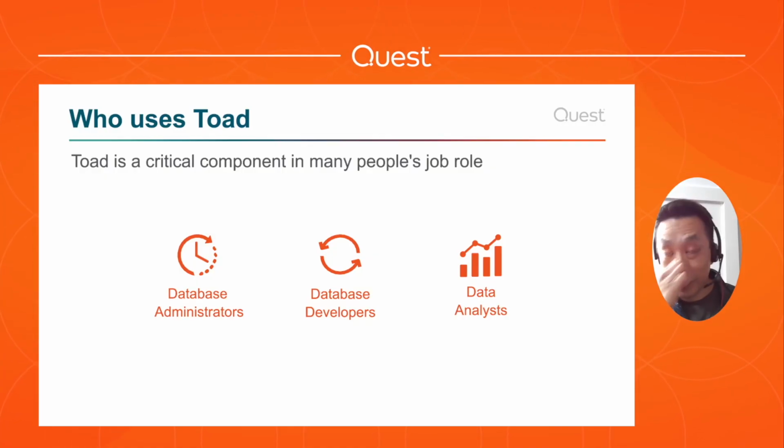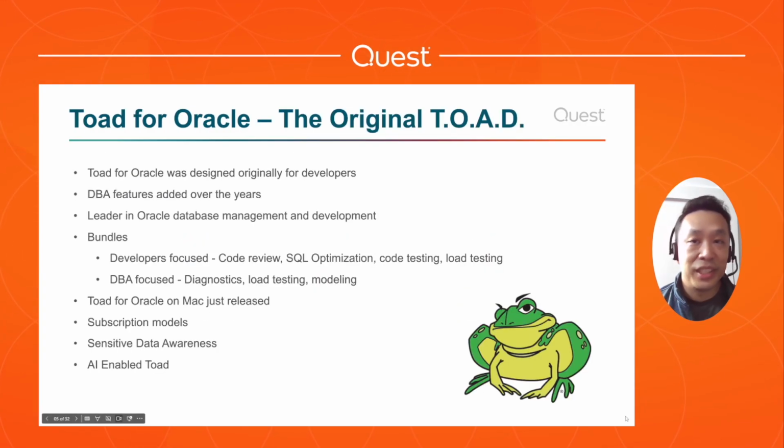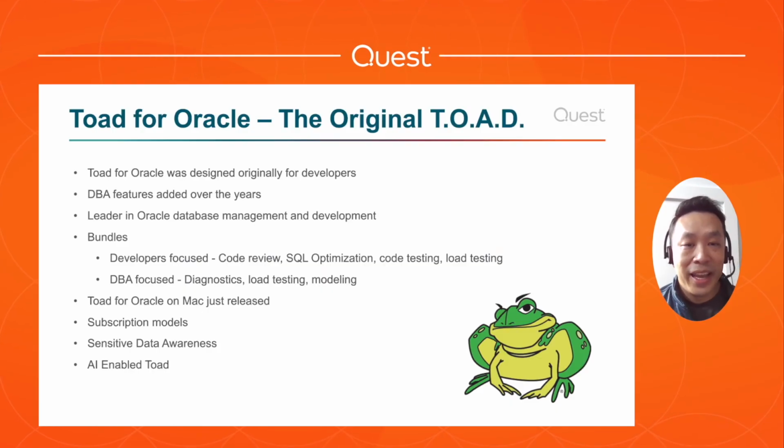So again, this is a Toad 101, so let's level set and talk about what is Toad. And obviously, we're going to start with Toad for Oracle, the original Toad. And I abbreviated that not just to be silly, but TOAD actually is an acronym. It stood for Tool for Oracle Application Development. It was a tool designed for Oracle developers to connect to an Oracle environment because at that time, Oracle was all command line. And so Toad was developed as this rich IDE for working with Oracle databases.